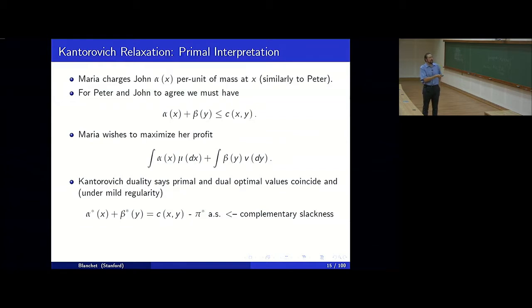Well, that's the same as saying that alpha star of x plus beta star of y equals c of xy, pi star almost surely. Because for those where pi xy equals zero, that means xy have probability zero of being attained there. So the reinterpretation of complementary slackness is the same as saying that at the optimal solution, alpha and beta have to satisfy this. Now, as I said, this might not exist. You need some extra conditions, Lipschitz, etc. But this is one way to think about constructing the solutions, in fact.